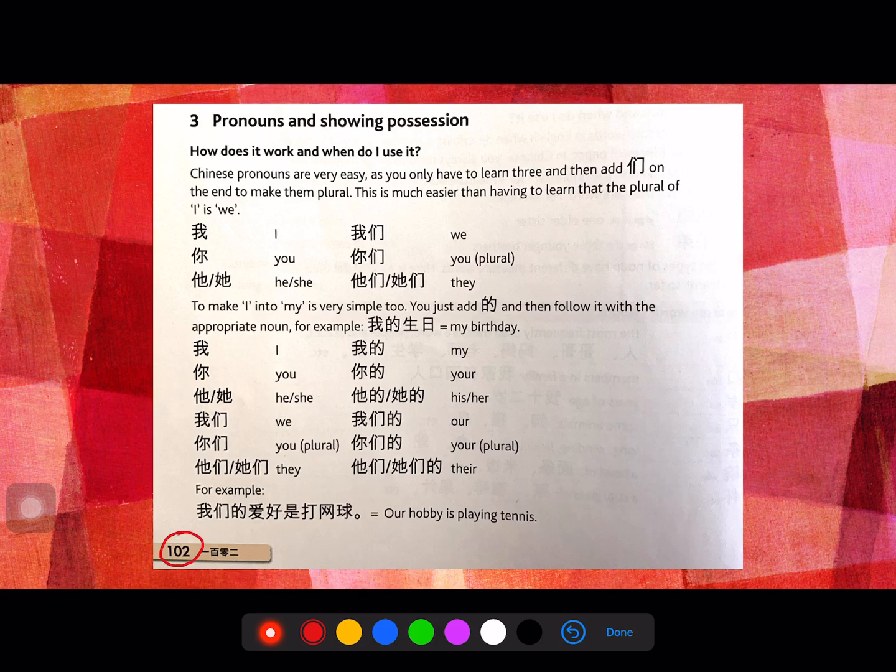Chinese pronouns are very easy as you only have to learn 3, which are you, me, and he. So 你, 我, and 他. Well, actually for 他, maybe it's not 3 because there will be male 他, female 他, and the object 它. So you only need to learn 3 and then add men to the end to make them plural. So this word men is a plural suffix.